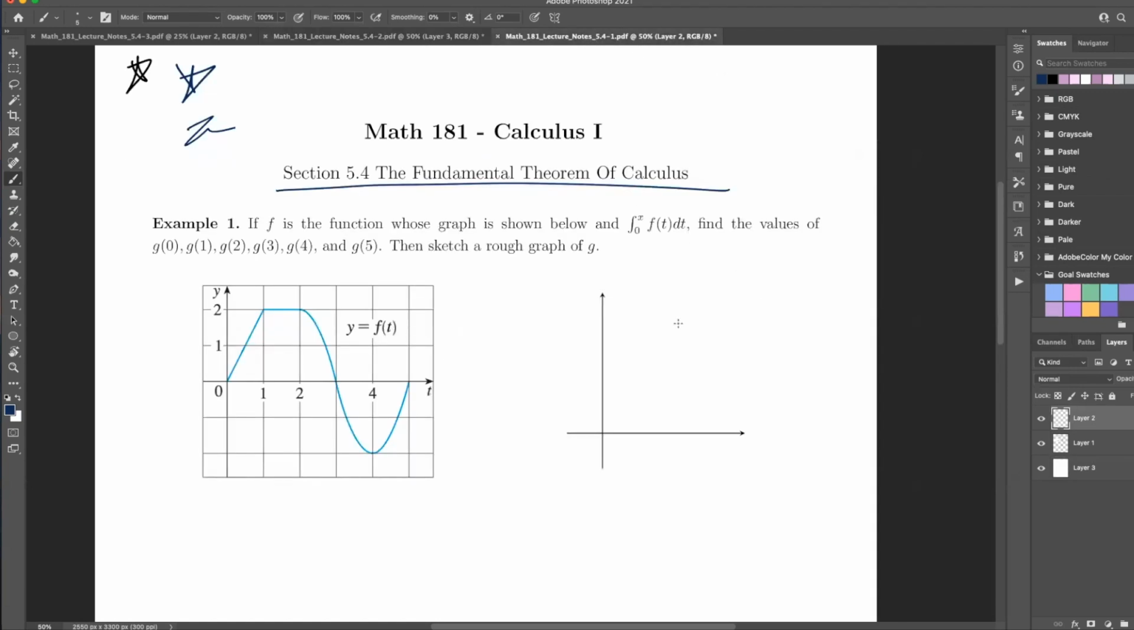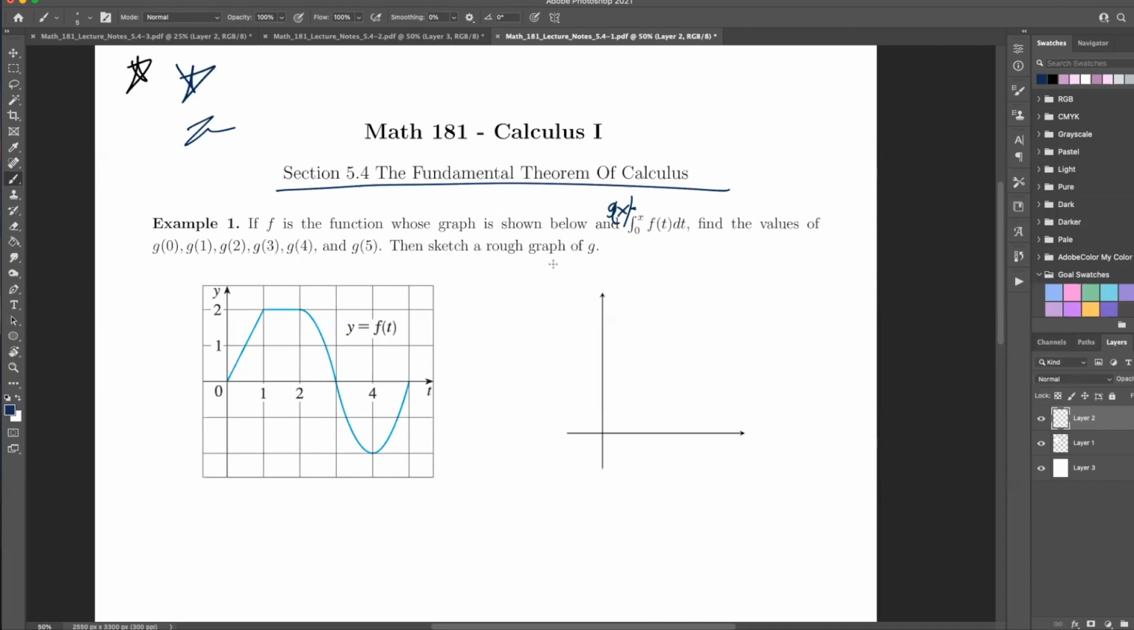Okay. So let's kind of deal with this the way it is. Here we're going to use the following function. This is g of x equal to the integral from 0 to x of f of t. So here we have our f of t. And we want to find the values of g of 0, g of 1, g of 2, g of 3, g of 4, g of 5.